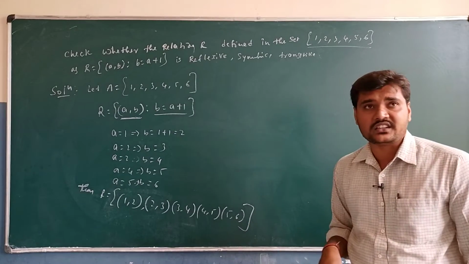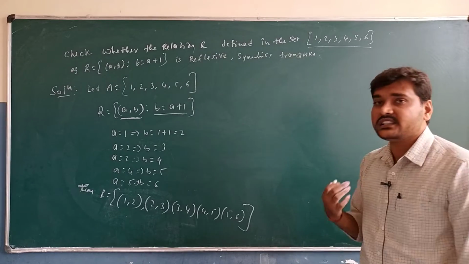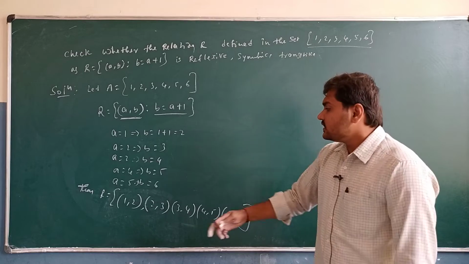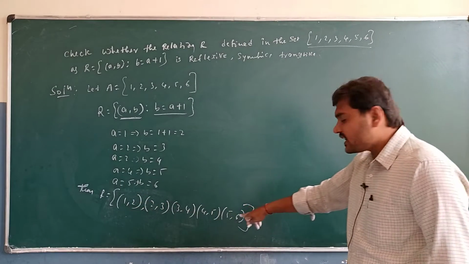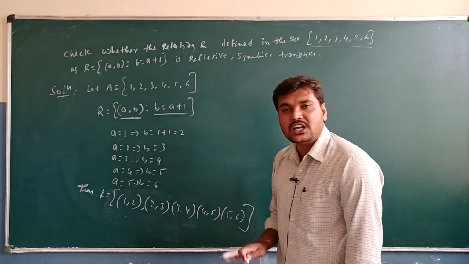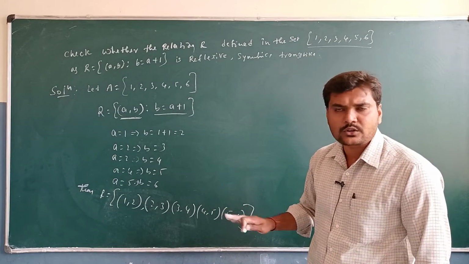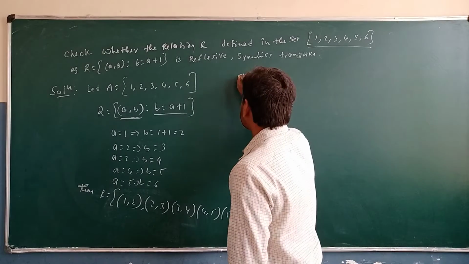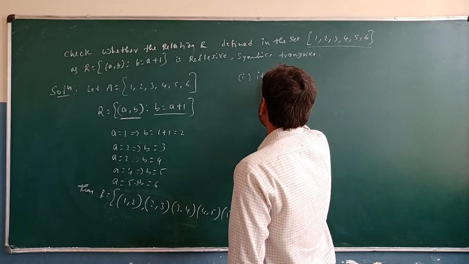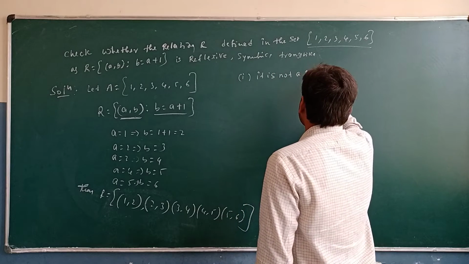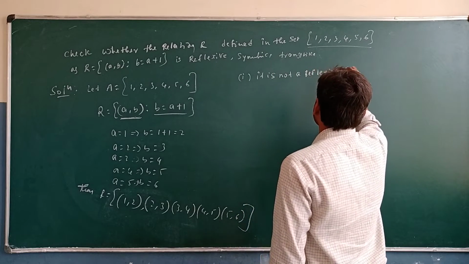What defines the reflexive relation? The reflexive relation is defined in the form that (a, a) belongs to R. Here there will be no element in the form of (a, a). Is 1 comma 1 there? No. 2 comma 2? No. 3 comma 3? No. 4 comma 4? No. 5 comma 5? No. 6 comma 6? No. So it is not a reflexive relation.